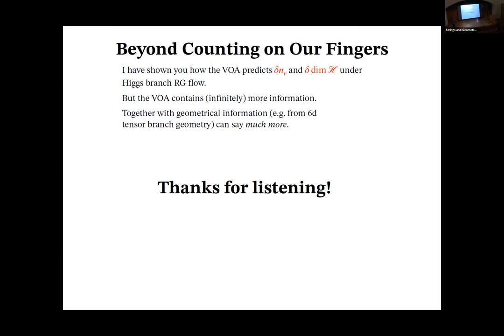But the VOA contains infinitely more information than that. I have not exploited it here, but we can exploit it, and we do exploit it, and we get interesting results from the statement that the VOA of the infrared theory is this BRST cohomology of the improved VOA of the infrared theory. There's a lot more that you can extract from that in principle. And when you put it together with information, say from the 6D curve configuration, you can really learn a lot. So I'm very optimistic that there's a lot of stuff you can say about these Higgs branch RG flows between this zoo of 4D N=2 theories.